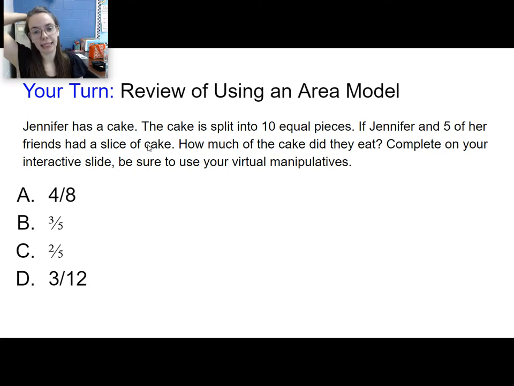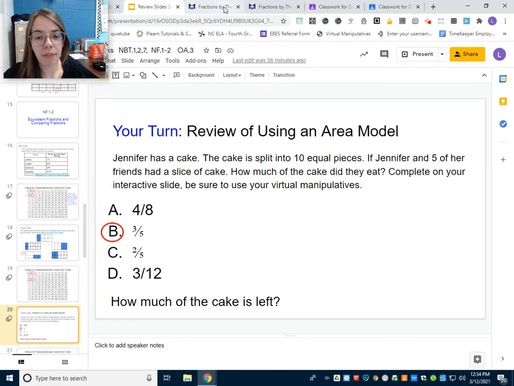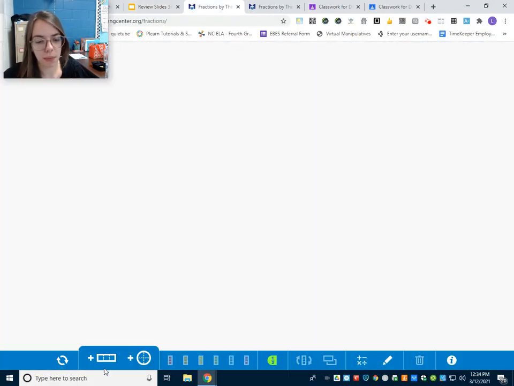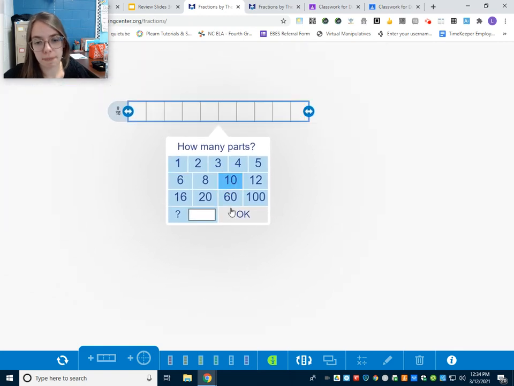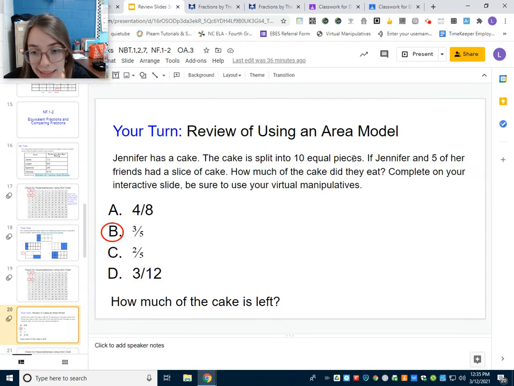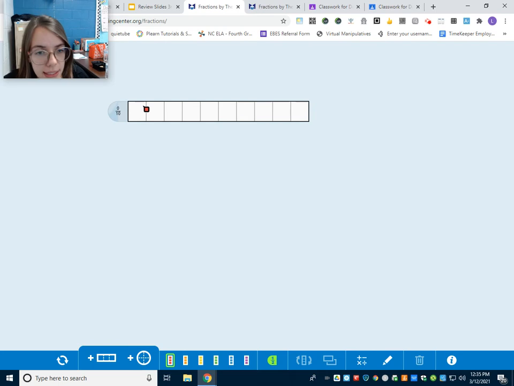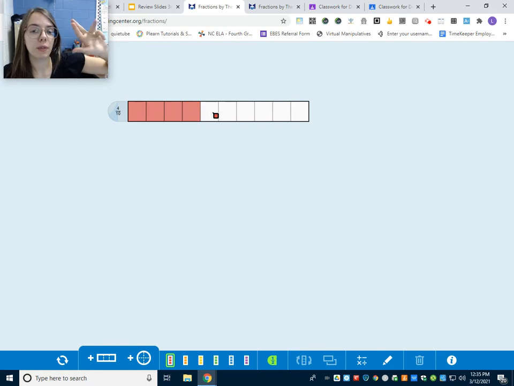It says Jennifer has a cake. The cake is split into 10 equal pieces. Jennifer and 5 of her friends ate a slice of cake, so how much cake did they eat? Okay, well, I have a cake that has 10 parts, okay? So I'll make 10 parts. Well, it says Jennifer and 5 of her friends had a slice of cake. So here's a slice for Jennifer, and then here's a slice for her friends. 1 friend, 2 friends, 3 friends, 4 friends, 5 friends. So altogether, they ate 6/10 because Jennifer and then 5 more friends.